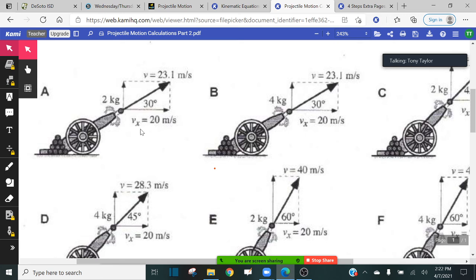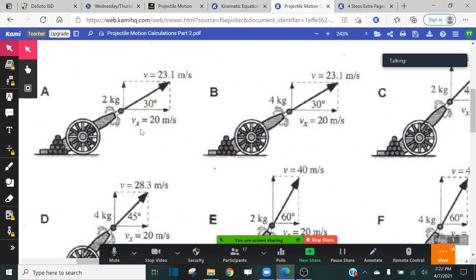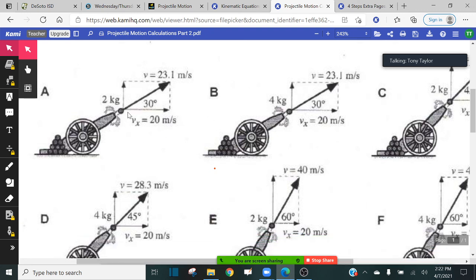But let me ask you a question. Does mass have any impact on the acceleration of gravity? Anyone? No. So situation B should have the exact same acceleration as situation A. So if everything else is equivalent, guess what? B is going to go the exact same distance as situation A. So if you know your answer for A, then you also know the answer for B.